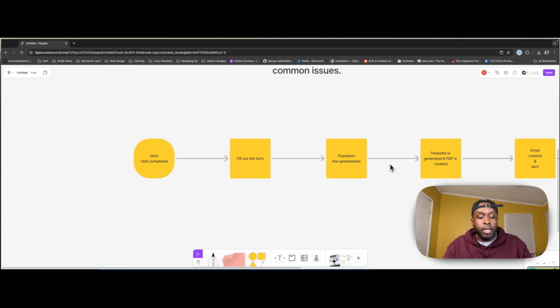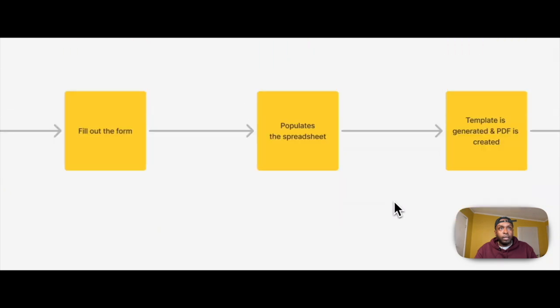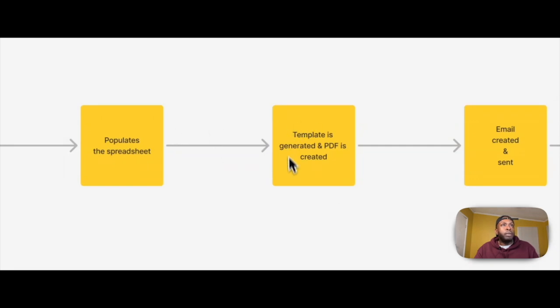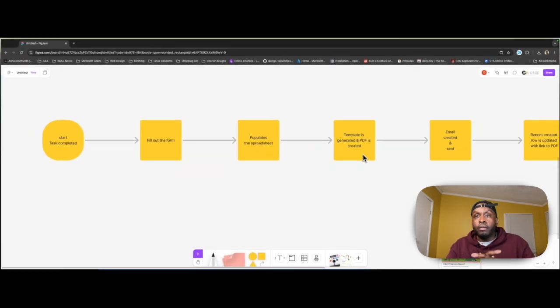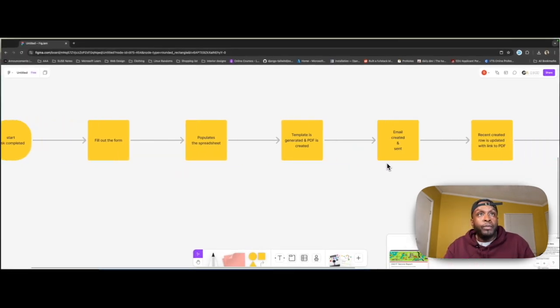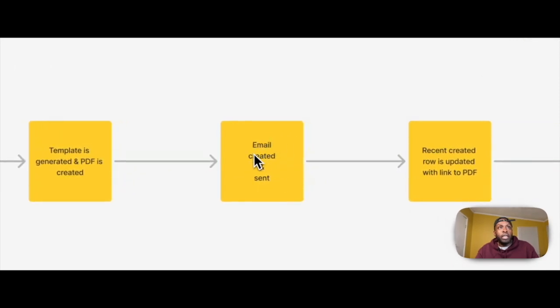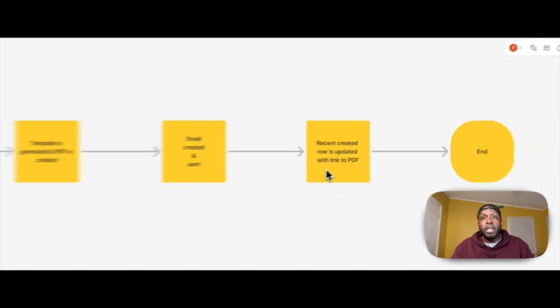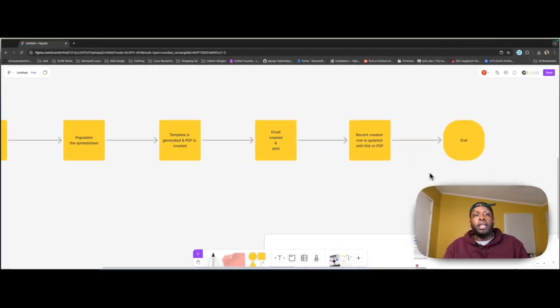So once that's populated, then we go into the template. The template is generated. I'll show you the template that I use to create the actual form, the structure of it, and then the PDF is created, right? Once the PDF is created, we get into the email. The email is created and sent. Then the most recently created row is updated with the PDF link, right? And then that's the end. Everybody's happy at the end.